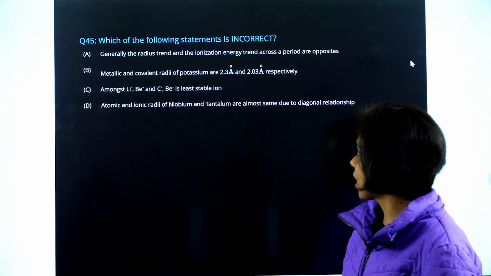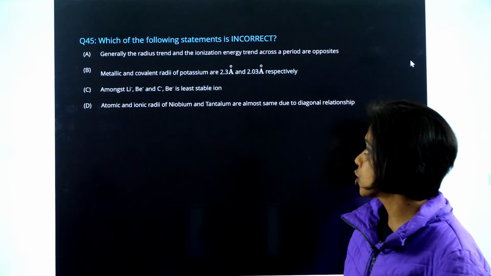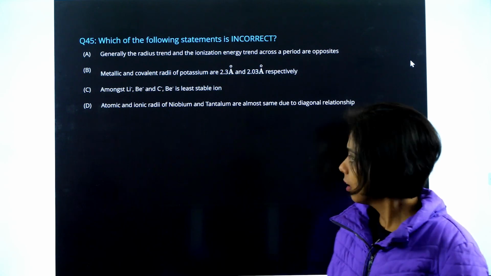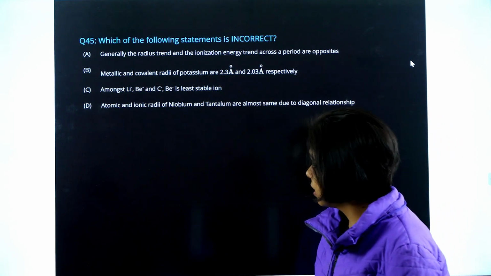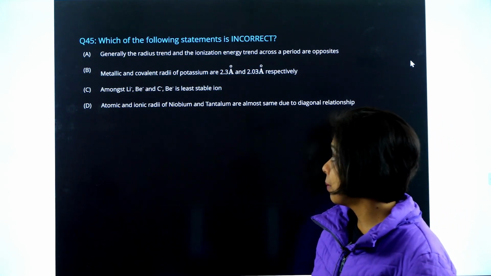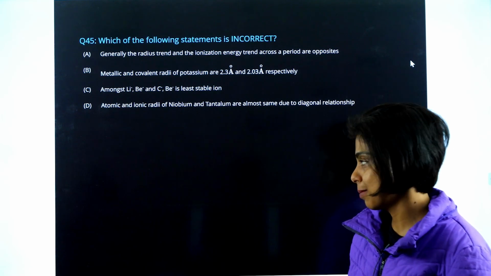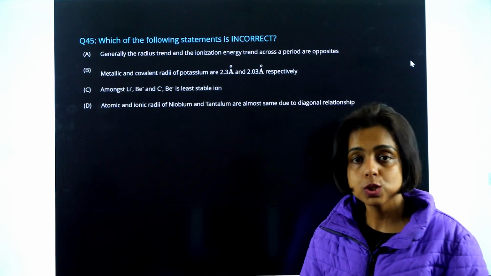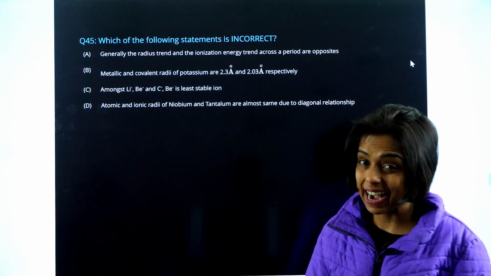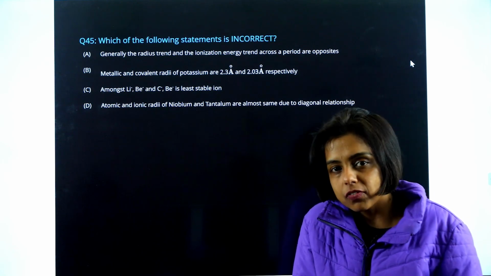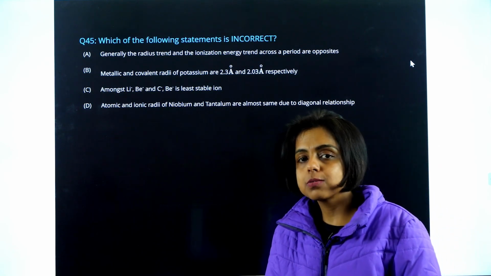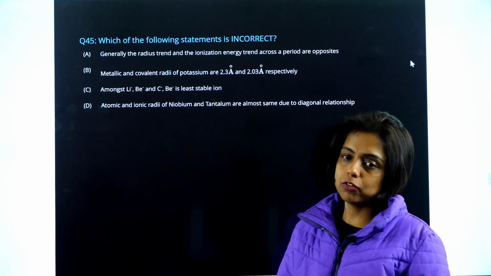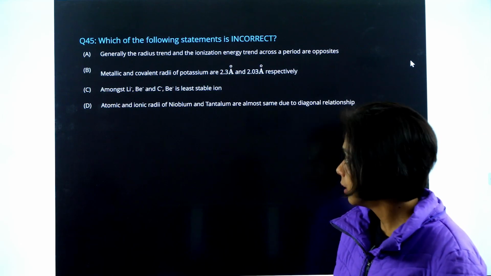Metallic and covalent radii of potassium: metallic radius should be more than covalent radius, which is again correct. Amongst lithium ion, beryllium ion, carbon ion, beryllium negative is least stable because beryllium has 1s2 2s2 configuration. By adding an extra electron, its stable configuration becomes unstable. So it becomes 1s2 2s2 2p1. So of course it will be least stable on adding an electron.